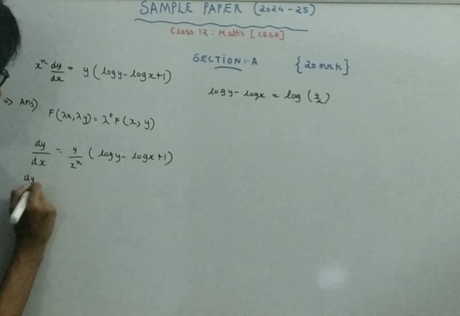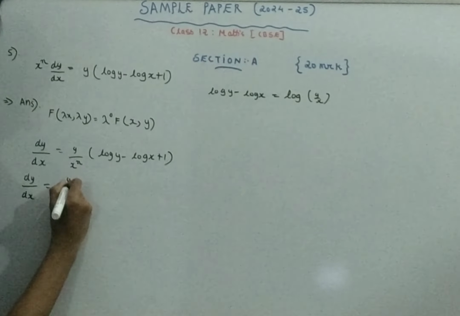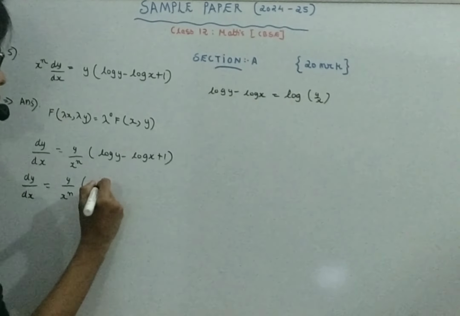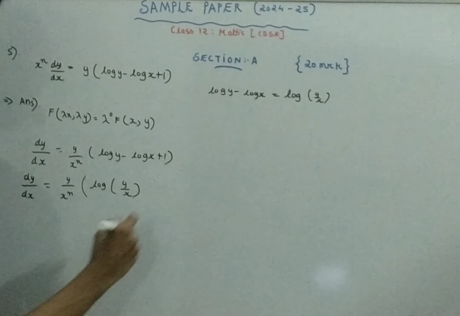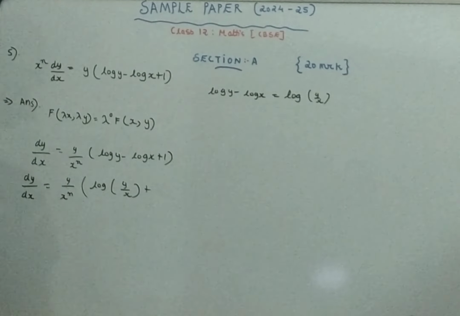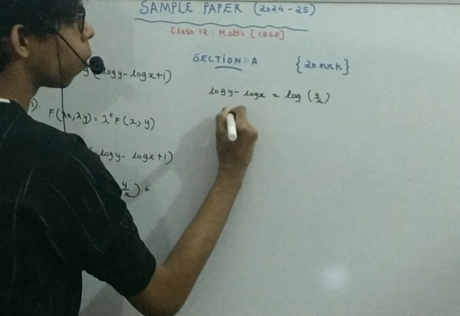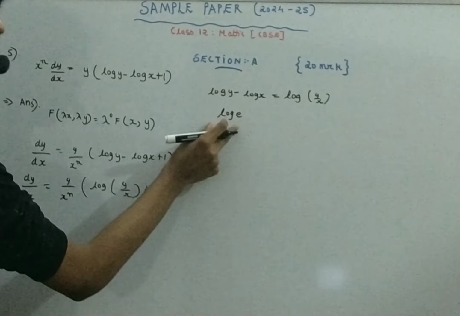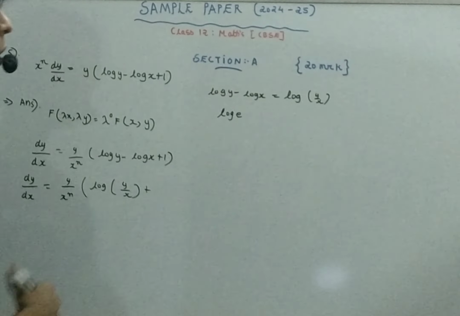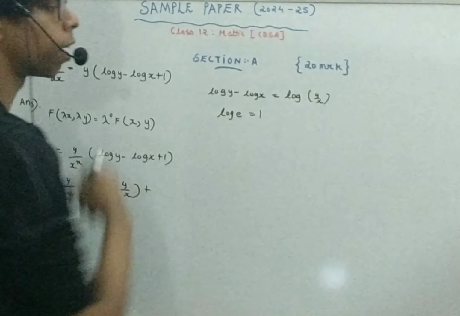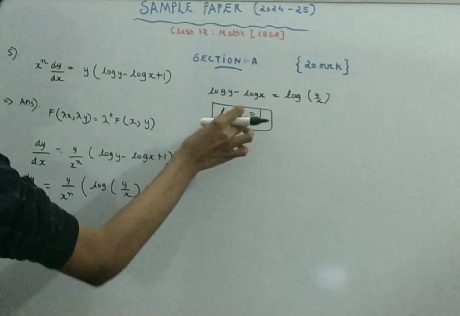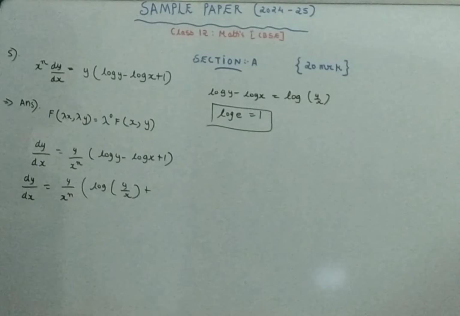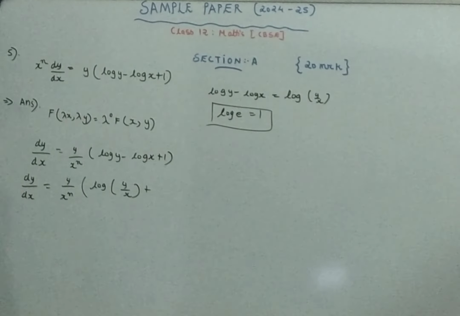So we can write dy by dx is equal to y by x raised to n into log of y by x, plus, now instead of this 1, remember the value of log of e. Log of e, the exponential function, is equal to 1. If you don't know this, just make a note of it, because this result is used in many places. That is, log of e is equal to 1.